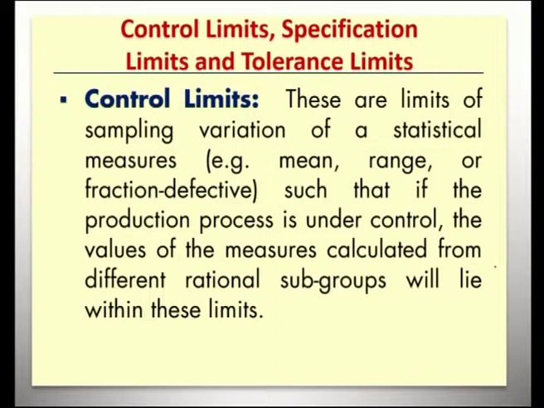So, for control charts, these three types of limits are very important, that is, control limits, specification limits and tolerance limits. We will see one by one what these limits are called. Control limits are limits of sampling variation of statistical measures, for example mean, range and fraction defective, such that if the production process is under control, the values of the measures calculated from different rational subgroups will lie within these limits. Then we say the whole process is under statistical quality control.